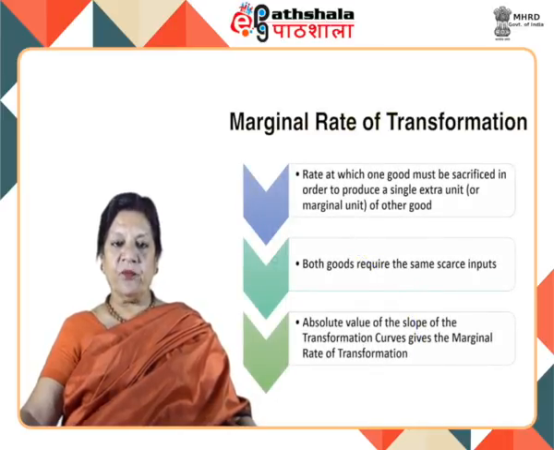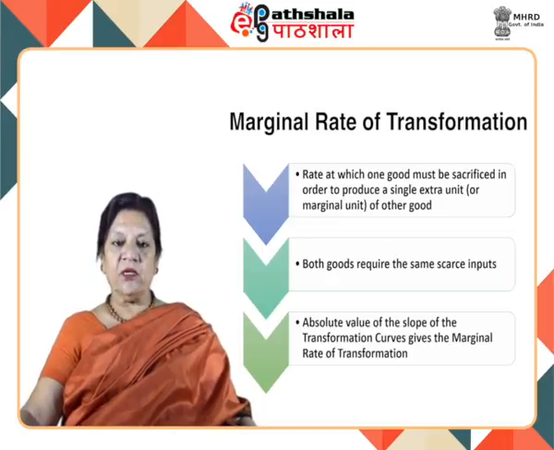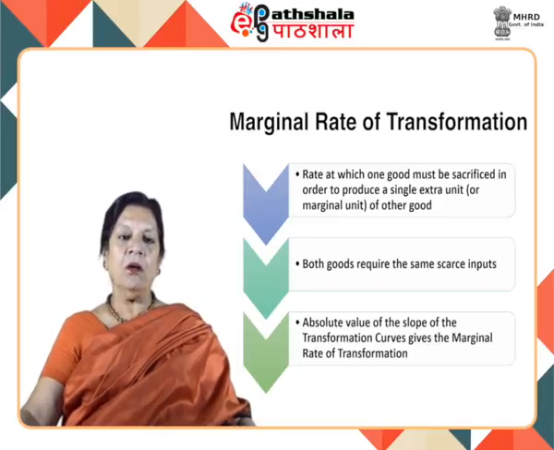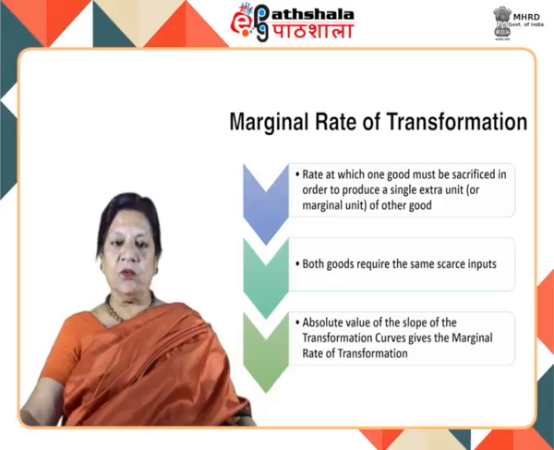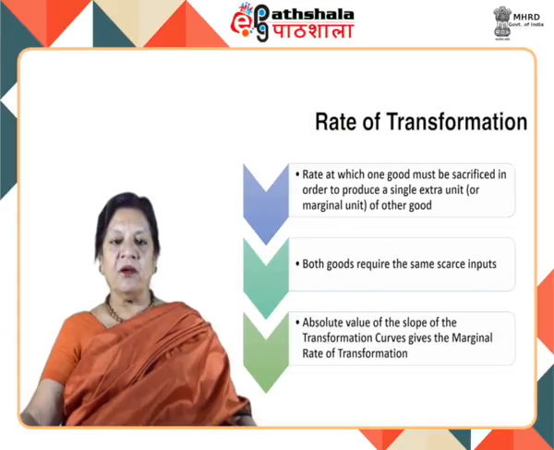2. Marginal rate of transformation. The marginal rate of transformation is the rate at which one good must be sacrificed in order to produce a single extra unit, or marginal unit, of the other good, assuming that both goods require the same scarce inputs. The absolute value of the slope of the transformation curve gives the marginal rate of transformation.